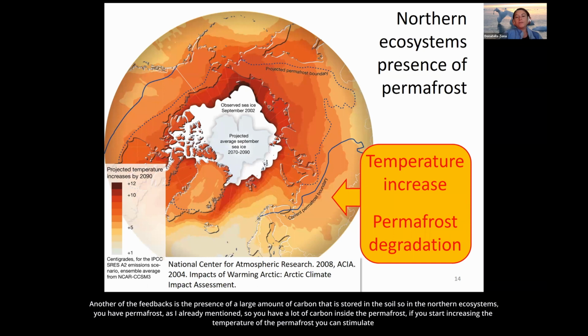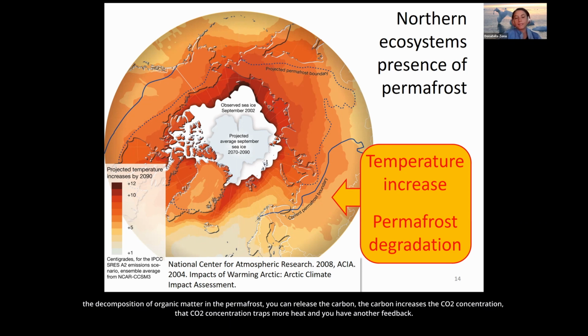Now, another of the feedbacks is the large amount of carbon that is stored in the soil. In the northern ecosystems, you have permafrost, as I already mentioned. So you have a lot of carbon inside the permafrost. If you start increasing the temperature of the permafrost, you can stimulate the decomposition of organic matter in the permafrost. You can release the carbon and increase the CO2 concentration. The CO2 concentration traps more heat, and you have another feedback.